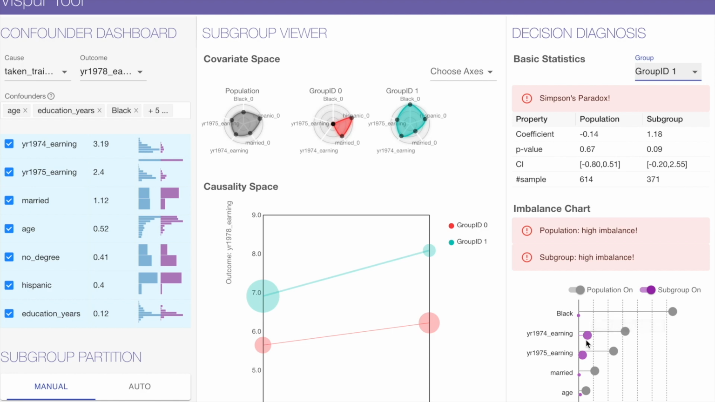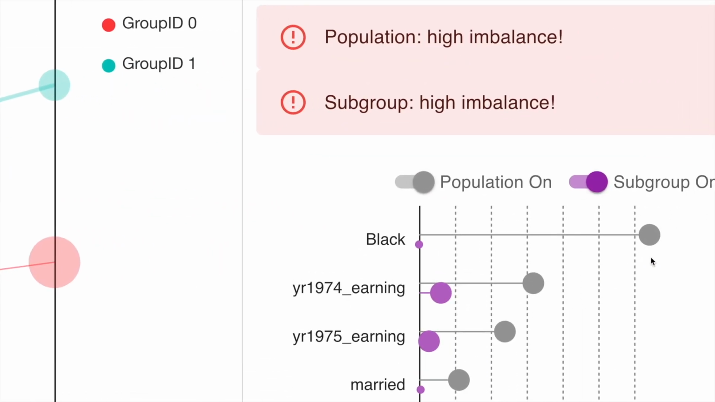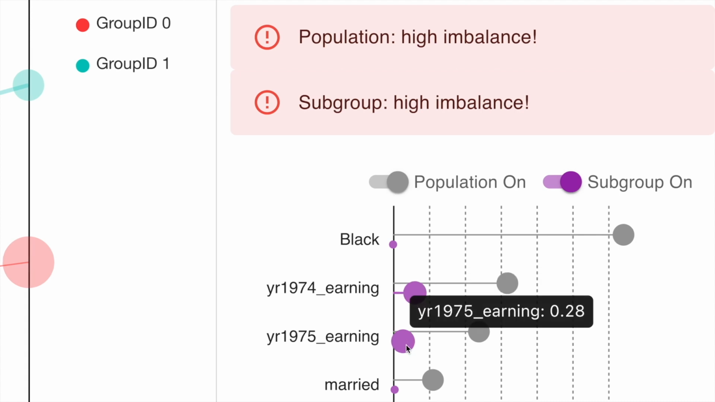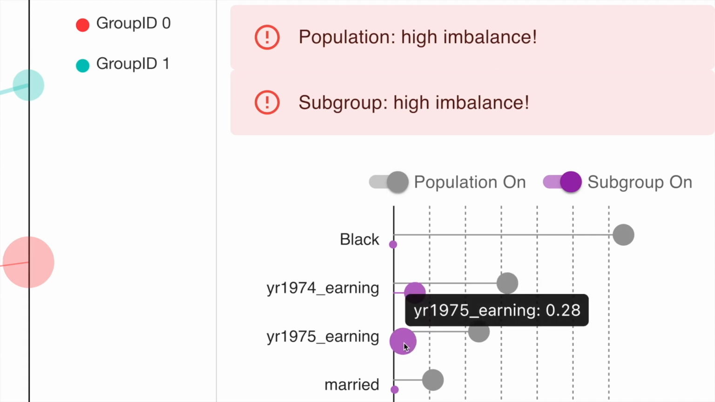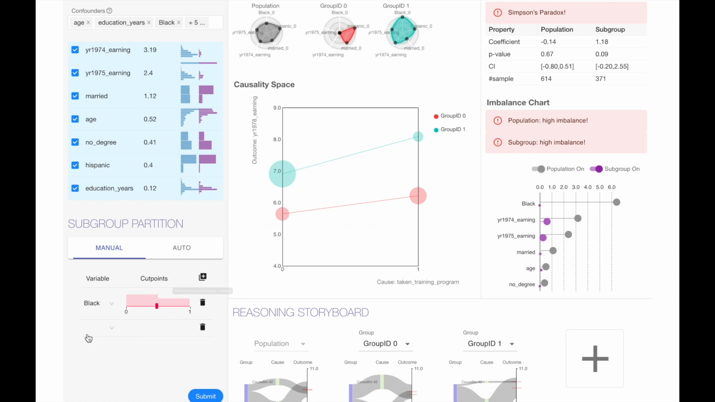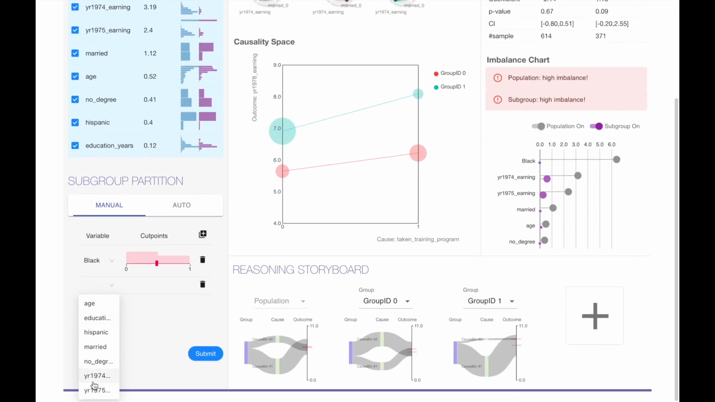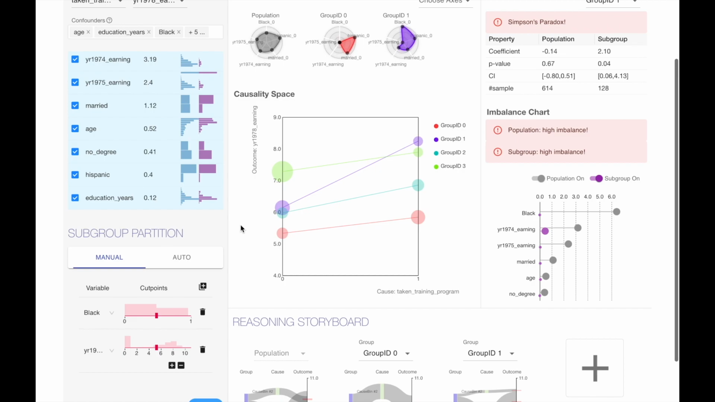Then, when checking group 1, we have a warning that there is still a high imbalance. It seems that past 2 years' income are nested confounders. So, its positive trend might still be distorted, which is not a reliable reflection of true causal impact. We can go back to refine partitions to conduct a finer analysis. To refine partition, we can further add variables or use algorithm to automatically search for subgroups, and click Submit to move forward.